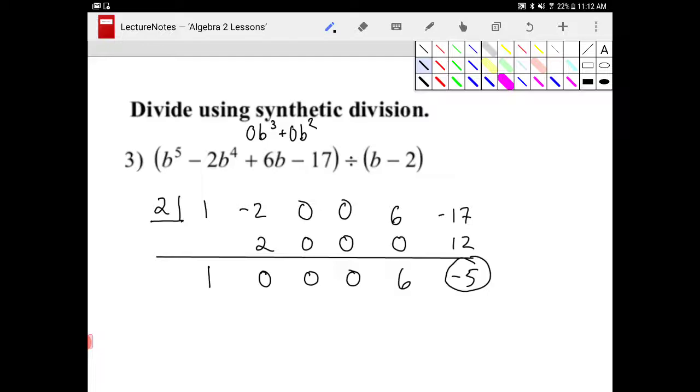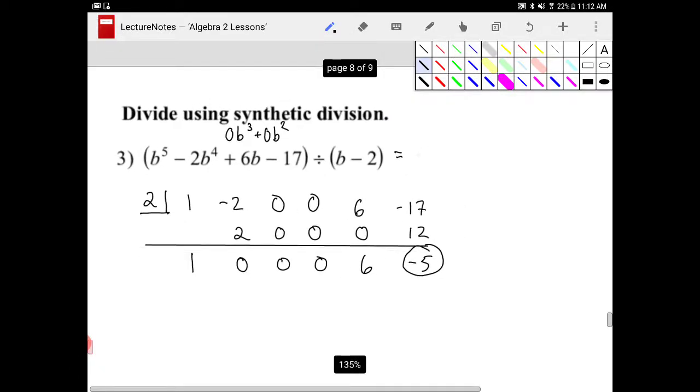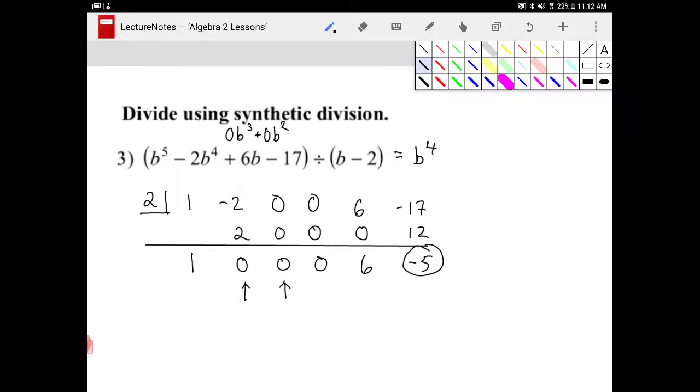Now, how does this work, though? I have b to the 5th, right? And I'm dividing b to the 5th by b. What I will end up with is an expression that is going to be 1 degree under. So this will turn into b to the 4th, right? And then this is the placeholder for b to the 3rd. This is the placeholder for b to the 2nd, b to the 1st, b to the 0th, or in other words, just the constant, right? So it's going to be b to the 4th plus 6 plus -5 over b minus 2.